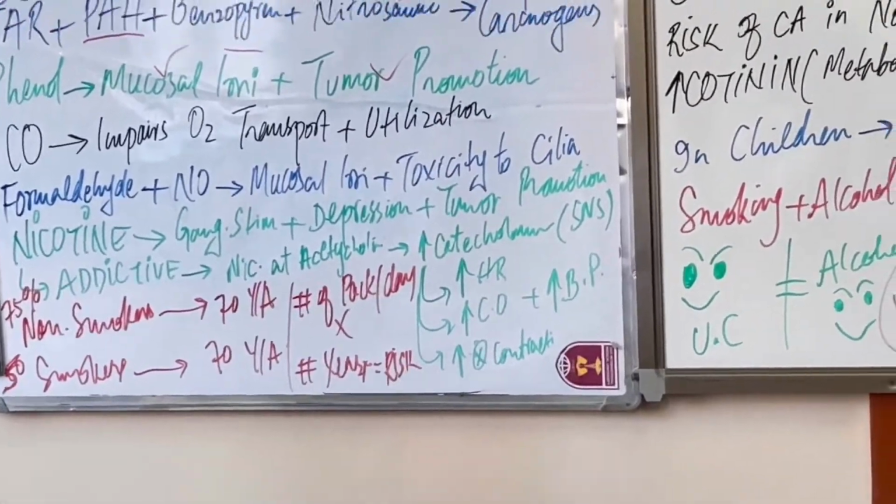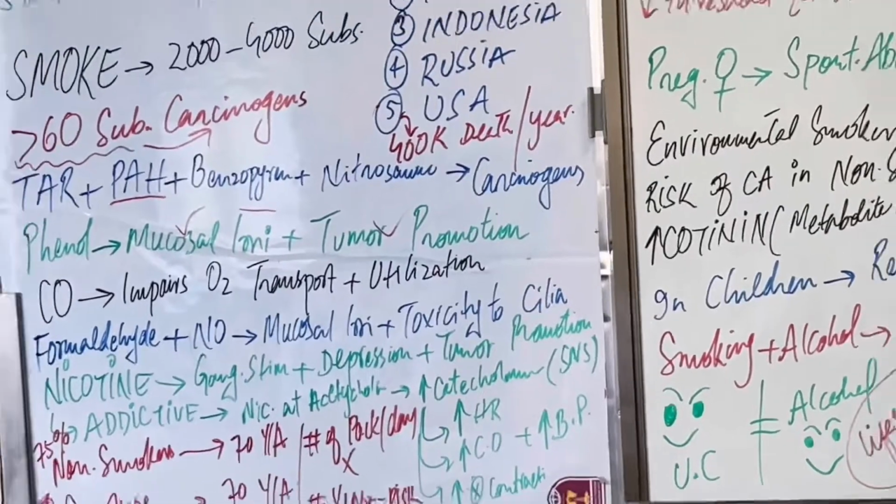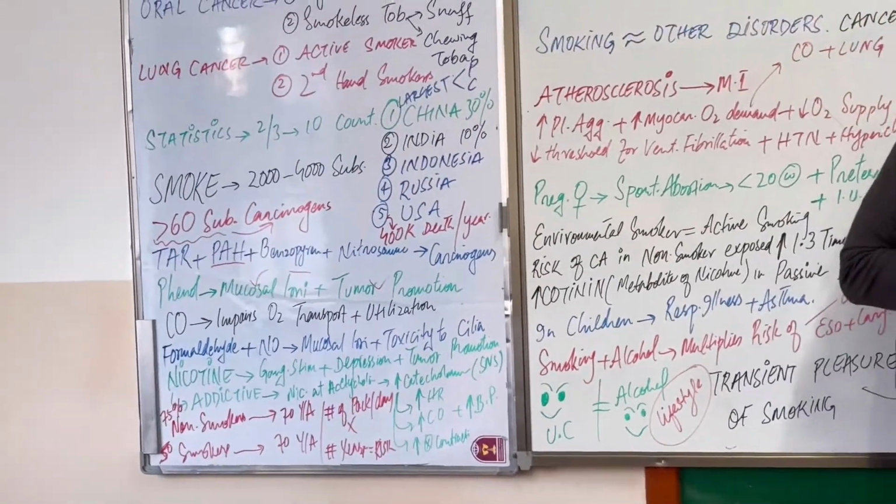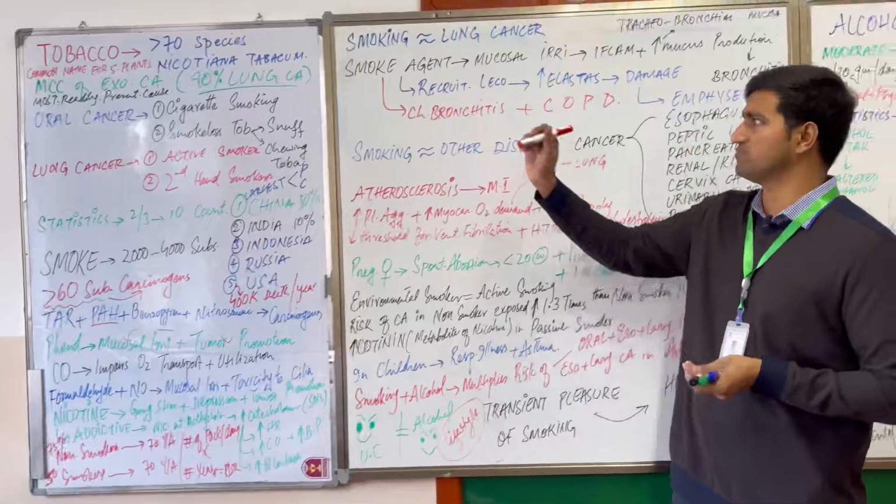Okay, that was a few things about tobacco. Now we will talk about smoking related to lung cancer. There are 4 mechanisms, or simply 4 things we will discuss.